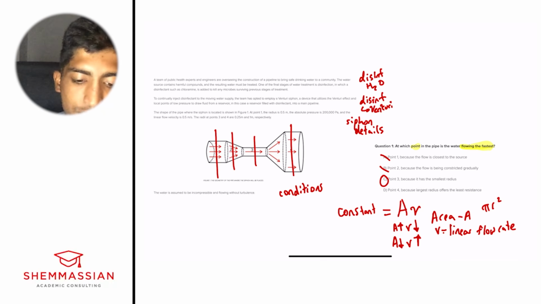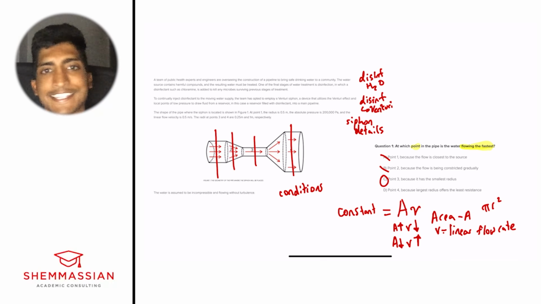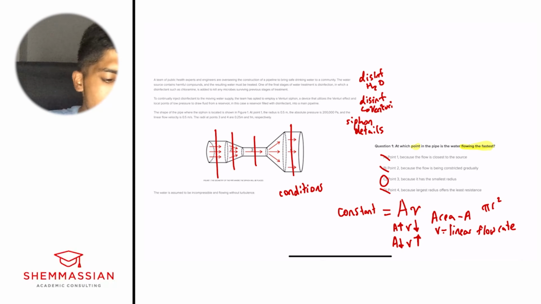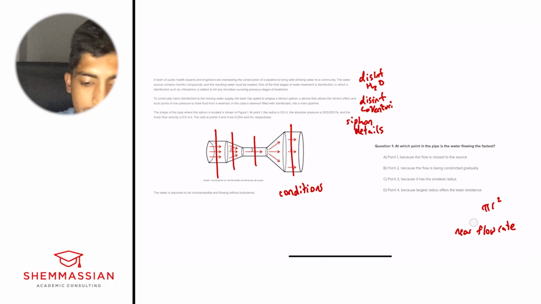0.4, because largest radius offers the least resistance. This is not true. We just said smallest area and smallest radius means that we have the flowing the fastest. So right away, 1 for 1, easy question, let's go. And we can go on to question number 2.